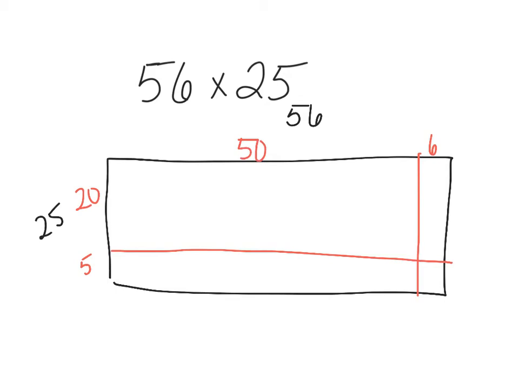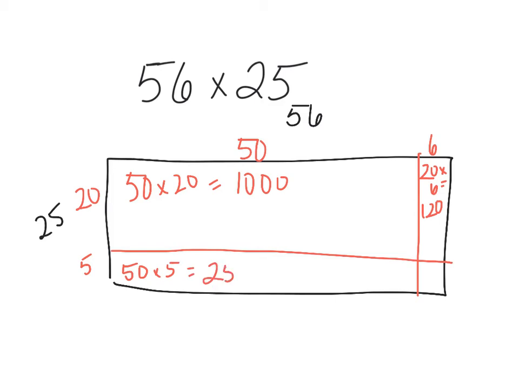And now I have to do all of this multiplication. I have 50 times 20. That's this first box. And that's going to be 5 times 2 is 10. And then I have 2 more zeros. So I get 1,000. I have 20 times 6, which is 120. I have 50 times 5, which is 250. And I have 6 times 5, which is 30.